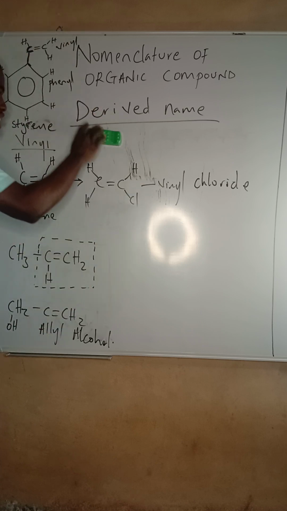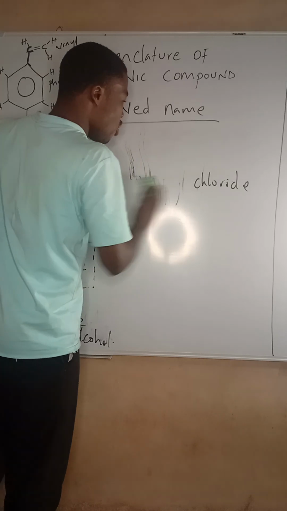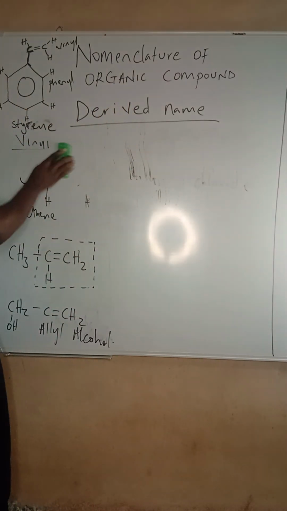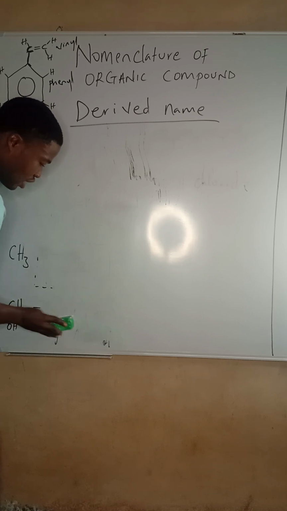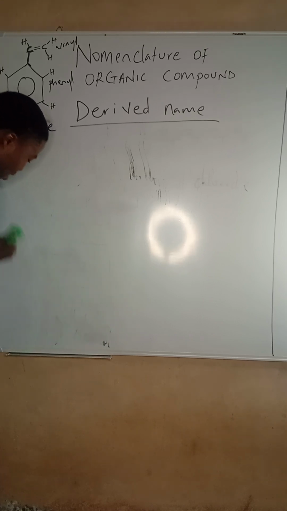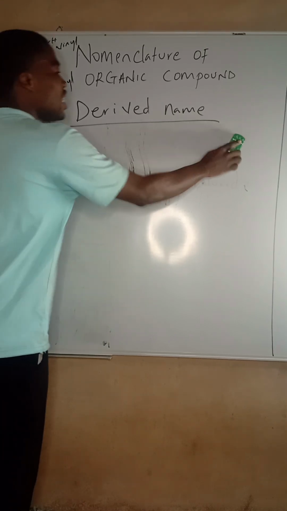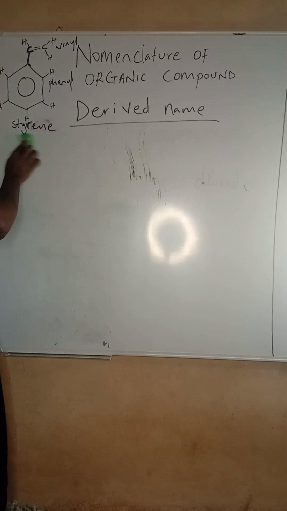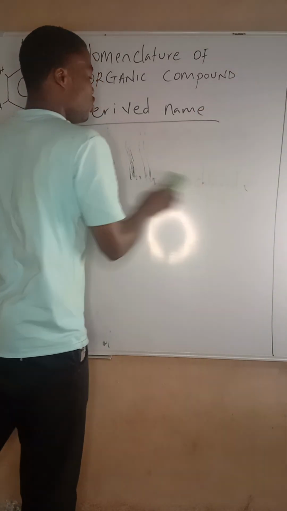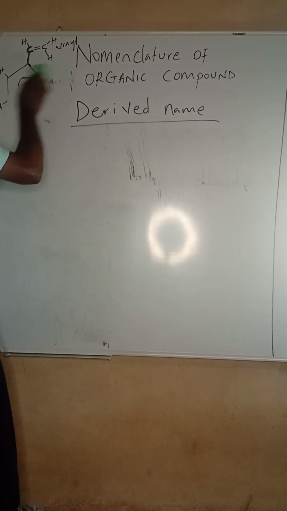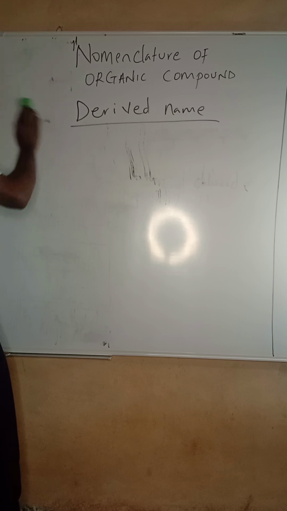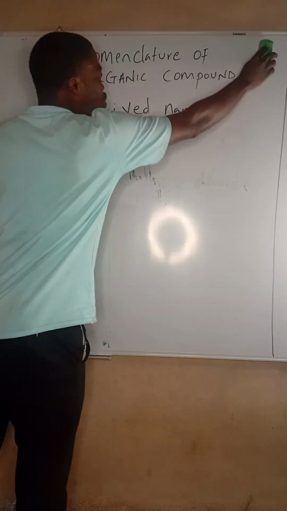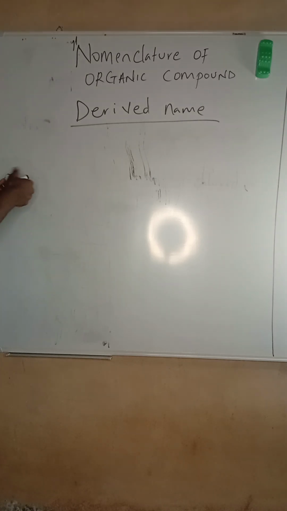I have one last aspect to quickly show you for derived names. A very simple aspect, and it has to do with naming the compound from the homologous series.